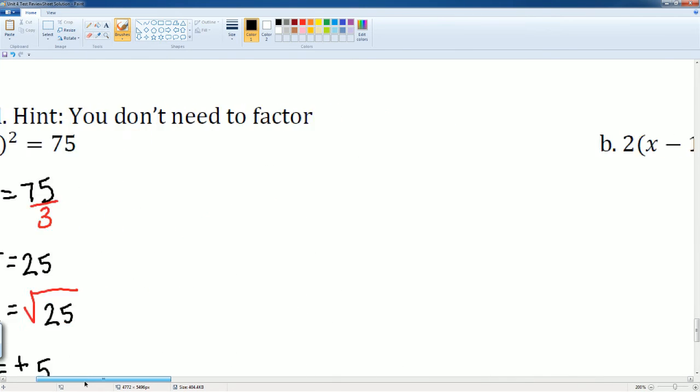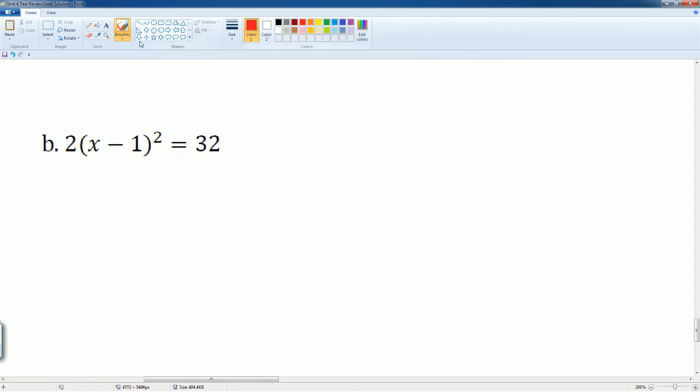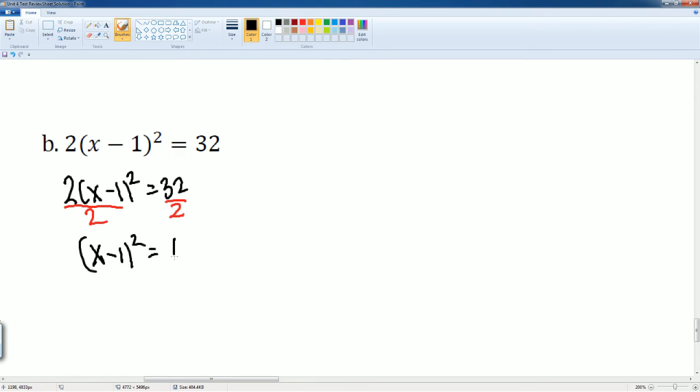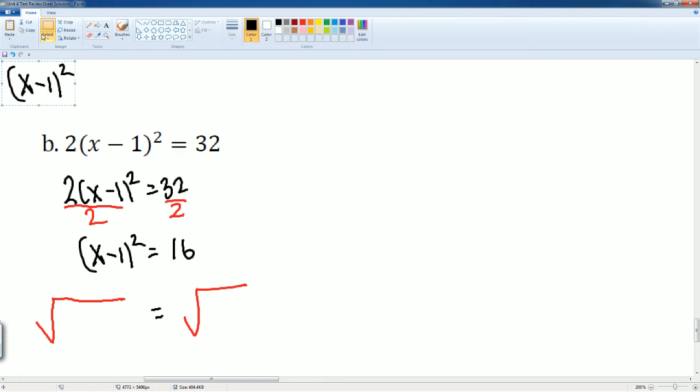Okay, let's do B. Again, let's do it the algebra way, then we'll check our answer by graphing. Let's rewrite our equation first of all. Here we have 2(x − 1)² is equal to 32. So divide by 2 on both sides. This will get you (x − 1)² is equal to 16. Then you're going to square root both sides. On the left hand side you are square rooting (x − 1)², and on the right hand side you are square rooting the 16.